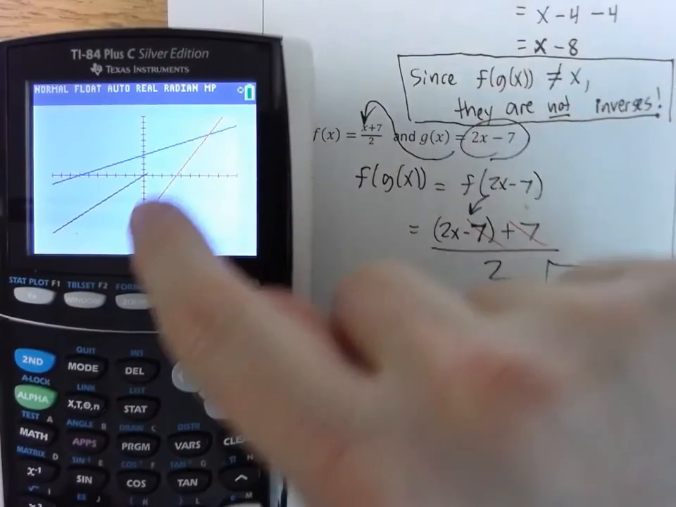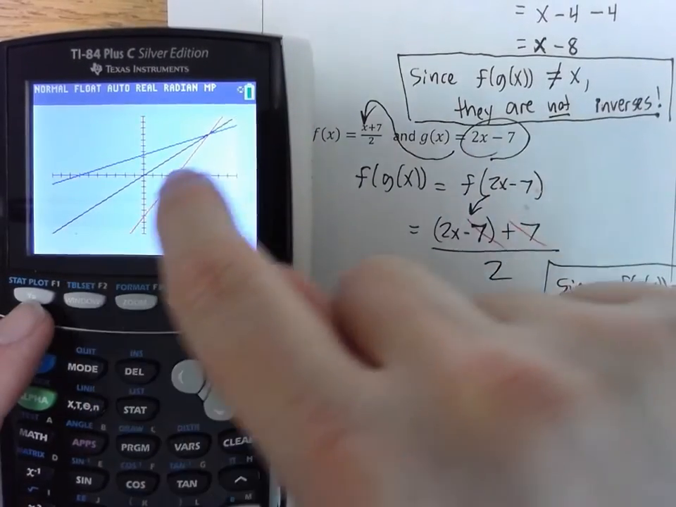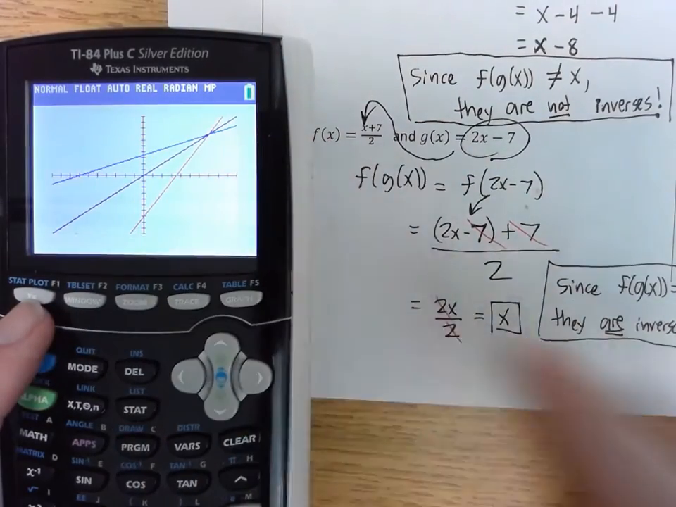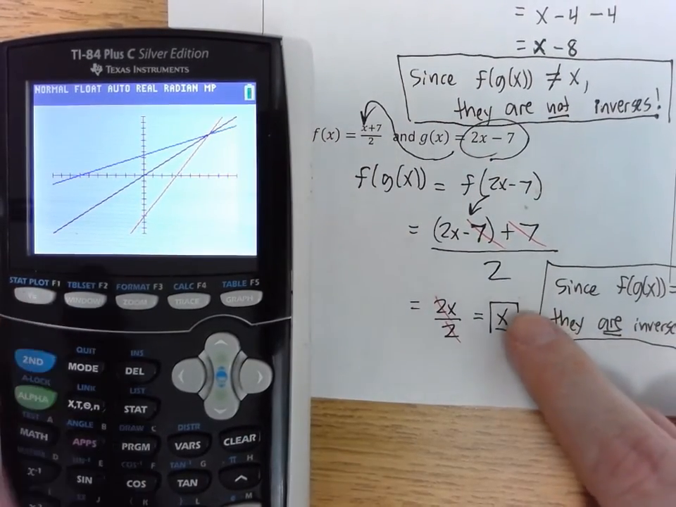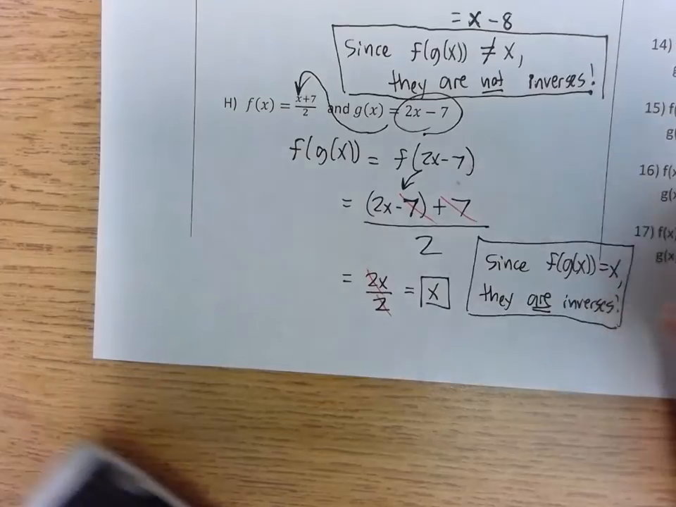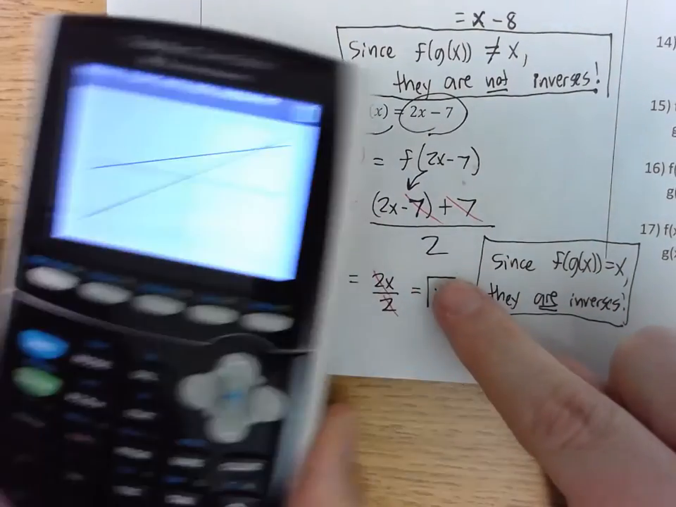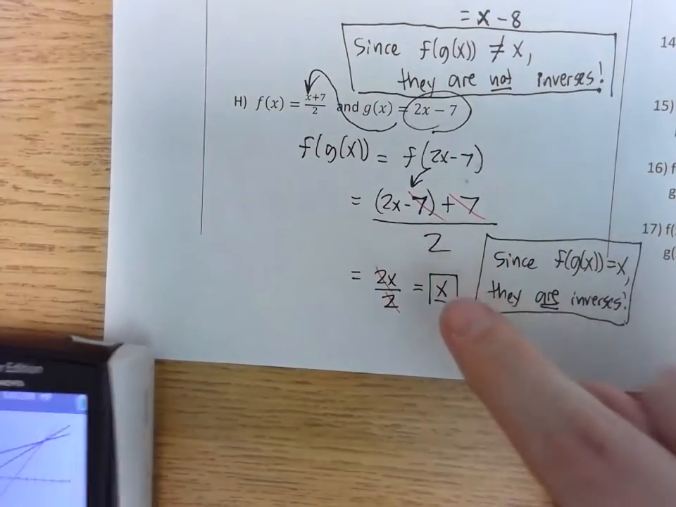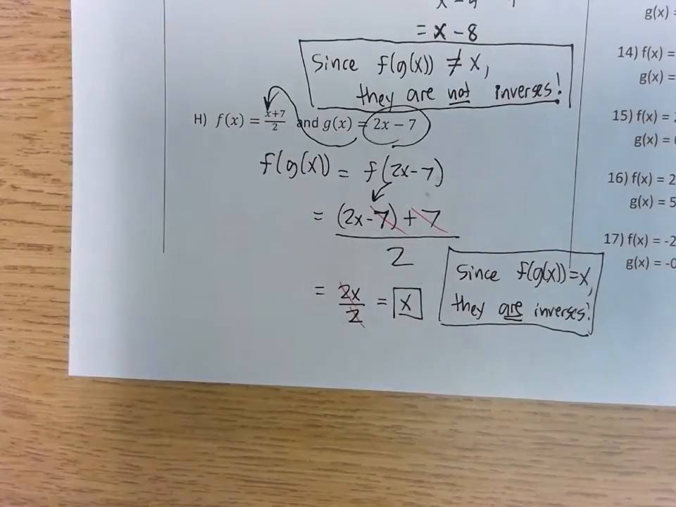Here's the 2x minus 7, and notice that that diagonal line is splitting it in half. Okay, that's what we want. That's your x value. That's your line of reflection. And here's your graphing proof. Here's your algebraic proof using composition.